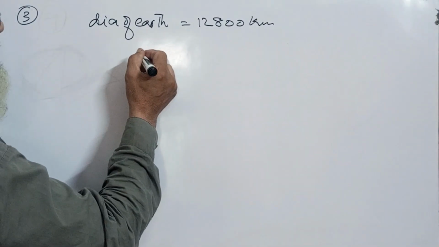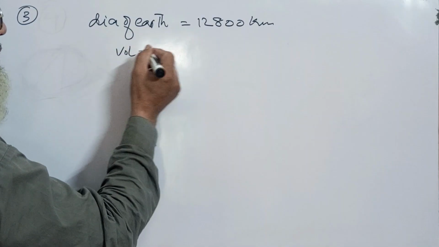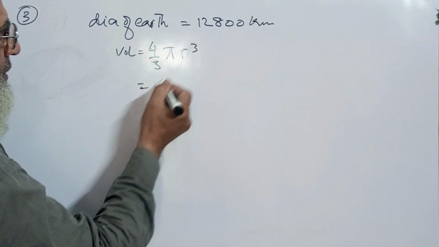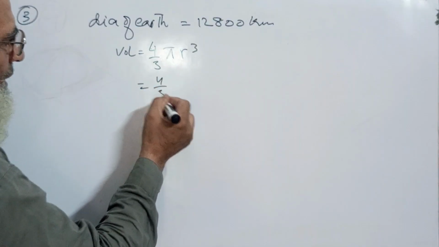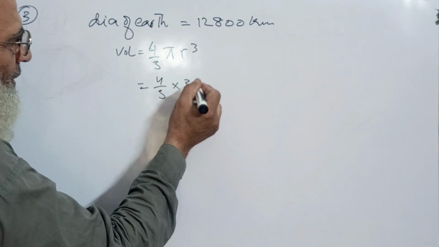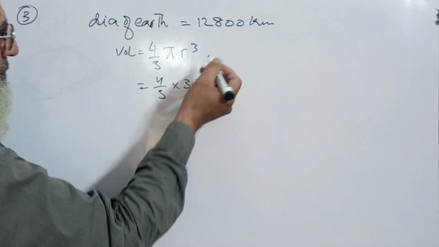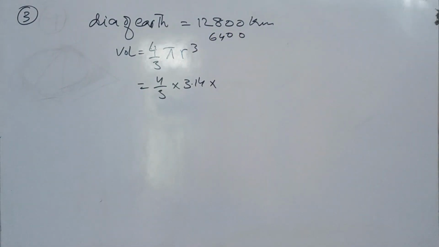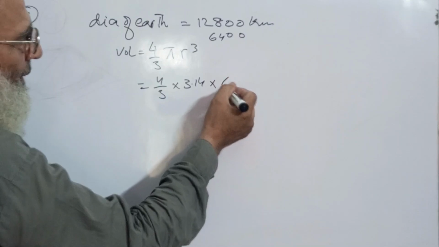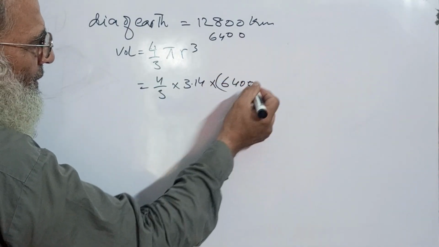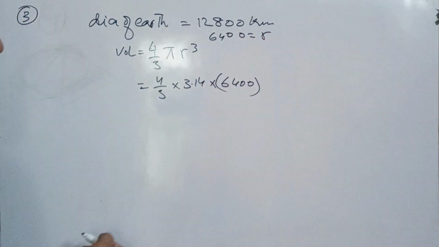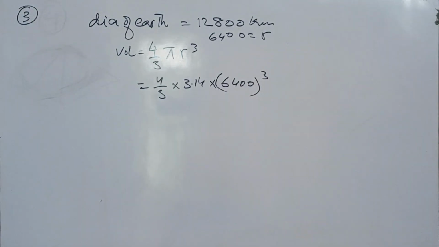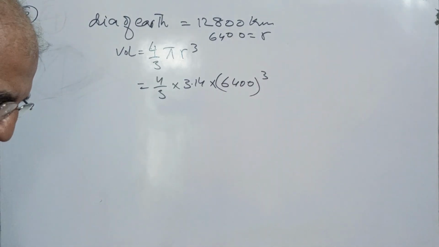What we have to find is the volume. Volume is equal to 4 by 3 pi r cube. So just make it half: 4 by 3 into 3.14 multiplied by 6,400, because this is the radius, r cube. So just calculate it.